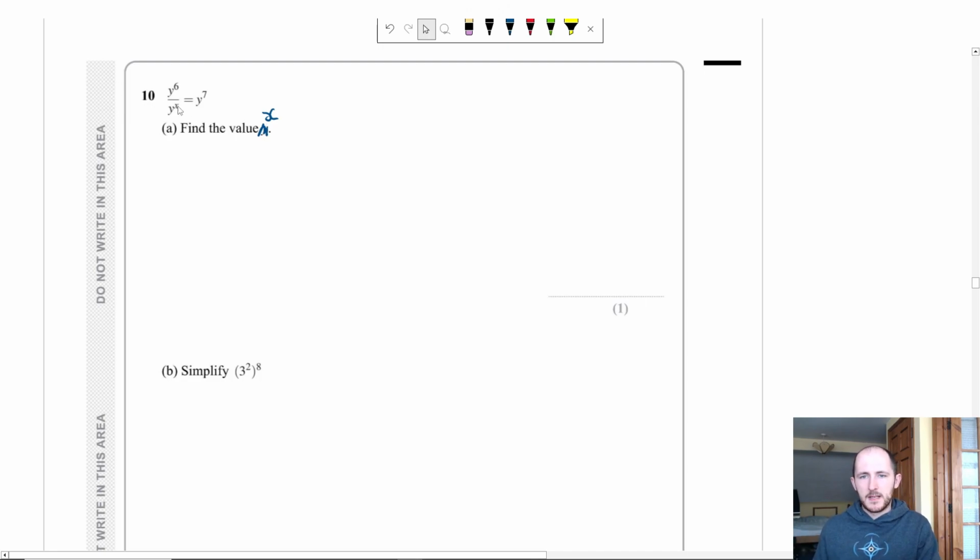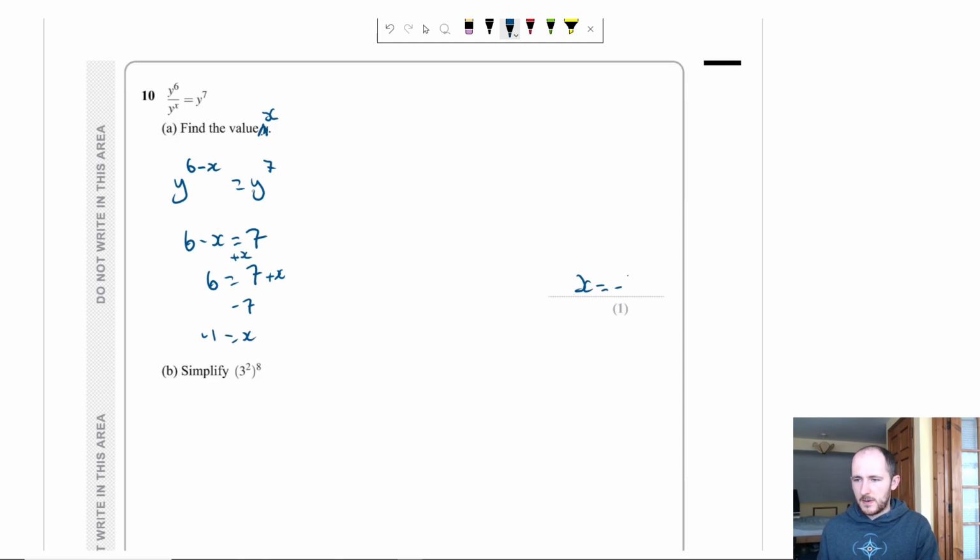But yeah. So the way I would do this is I'd write down exactly how you would simplify this. So when you divide two values, you subtract the powers. So we have y to the power of 6 minus x equals y to the power of 7. Now these indices should have the same value, right? Because they're equal. So in other words, we have 6 minus x equals 7. Move the x over to the other side. So we get 6 equals 7 plus x. So all I've done is plus x to both sides. Minus 7 from both sides, and minus 1 is equal to x. So x should equal minus 1.